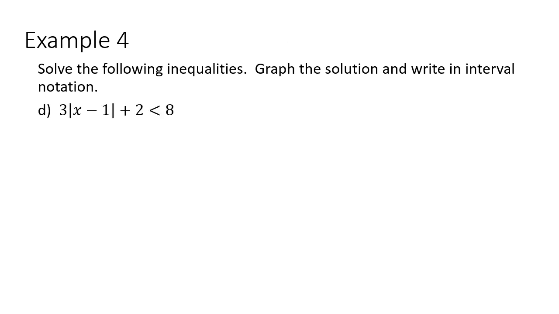Part D is similar. The only difference is now the absolute value is not isolated. So we've got 3 times the absolute value of x minus 1 plus 2 is less than 8. And just like when we're solving absolute value equations, these absolute value bars you cannot cross. You can't multiply through. It just is the way it is. So the first thing you're going to do is isolate the absolute value, and then it becomes exactly like the other 3 problems. So with that said, try pausing the video here and see if you can find the solution to part D of example 4.